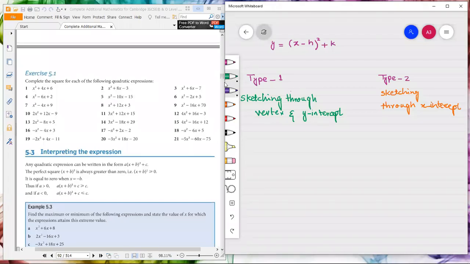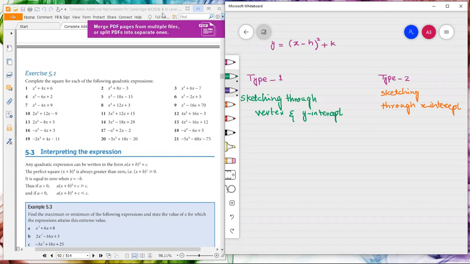Hello, dear students. This is lecture number 2 of quadratic equation. In the first lecture, we learned how to complete a square of a quadratic function. If we have y is equal to x square plus 4x plus 6, then we learned in the previous lecture how to complete a square.